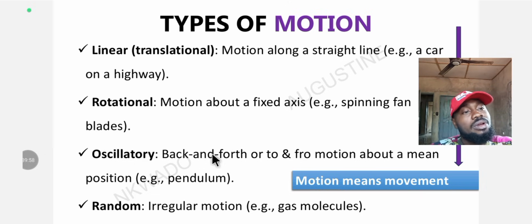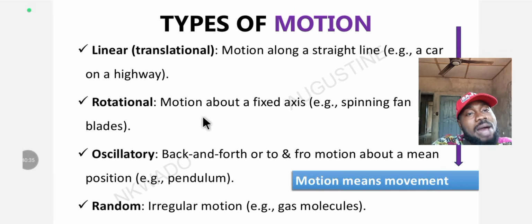But if that car is not on the highway, maybe because of traffic jams, okay, it's no longer translational motion. It becomes random motion because the car is going to be moving in a zigzag manner like this, because of a traffic jam, or the one they commonly call hold up or go slow in Nigeria. So the next we have here, other types of motion is rotational motion.